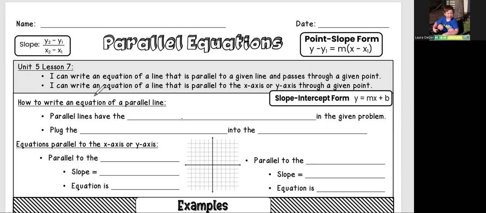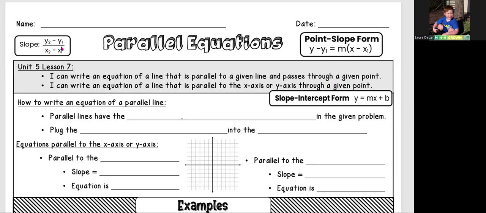Today is all about writing equations that are parallel, or that form parallel lines. How you know you're successful today is, one, you need to know how to write an equation of a line that is parallel to a given line and passes through a given point. And two, I can write an equation of a line that is parallel to the x-axis or y-axis through a given point. I did put three formulas on this page for you.